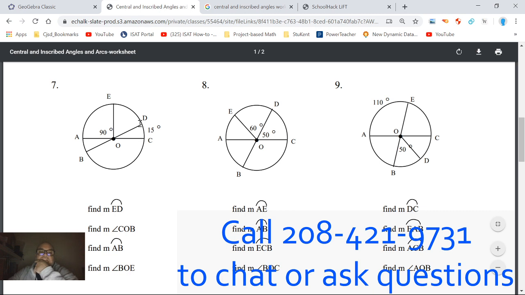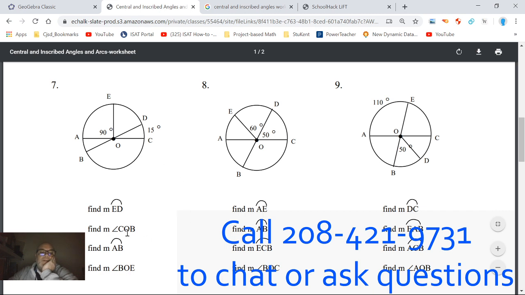And then this arc right here is 15, so that tells me this central angle is 15. So the remaining part, arc ED, is the 90 take away this 15, which would be, what, 75? So arc ED would be 75 degrees. And this angle EOD would be 75 degrees. This is 15, and these are vertical angles right here. So if this is 15, that's 15 as well, right?